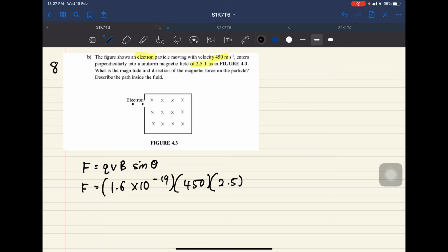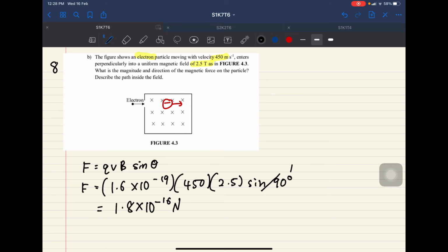The angle here represents the angle between V and B. So if the electron is over here, the magnetic field is into the page, and the velocity, let's say this one to the right, so you can expect that it is 90 degrees. So sine 90 is equal to 1. Then you press the remaining values, and you should get 1.8 times 10 negative 16 Newton.